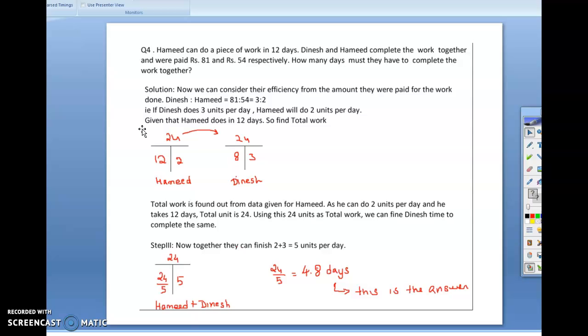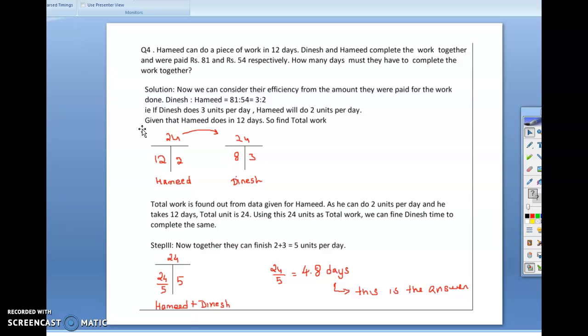So Dinesh and Hamid, the amount ratio is 81:54, which is nothing but 3:2. So if Dinesh completes 3 units, Hamid will be completing 2 units. That's a comparison which is given there. So now let us assume the same itself is a value. If Dinesh does 3 units per day, let Hamid do 2 units per day.